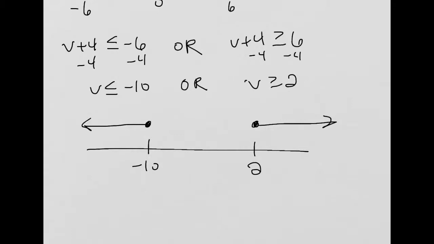In interval notation, to describe this first set of numbers, my left endpoint is negative infinity, my right endpoint is negative 10, square bracket, and then I want to join that to the interval starting at 2, square bracket, because I want to include that number, and my right endpoint would be infinity.